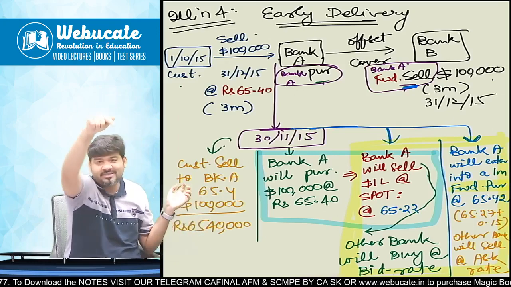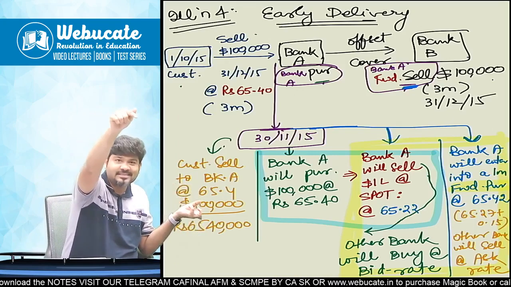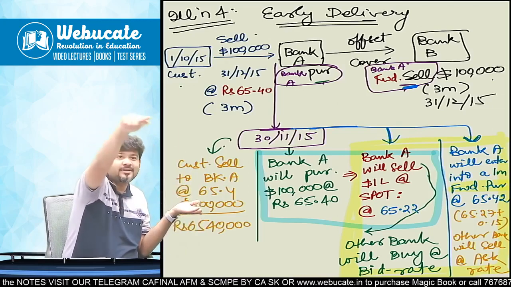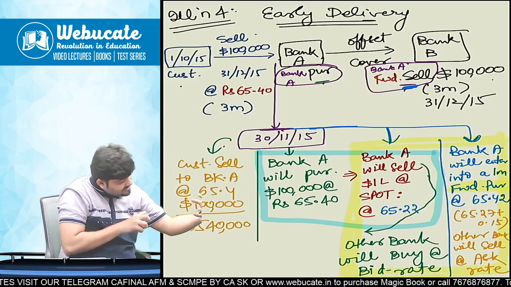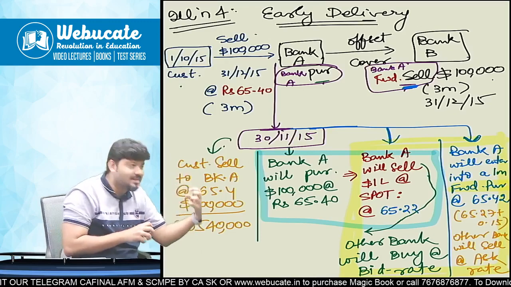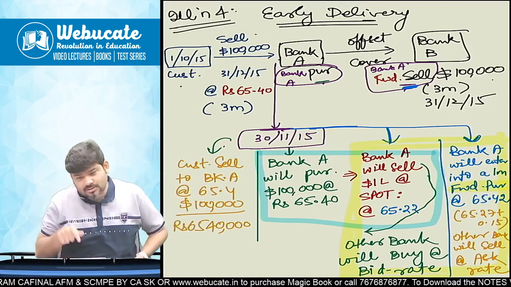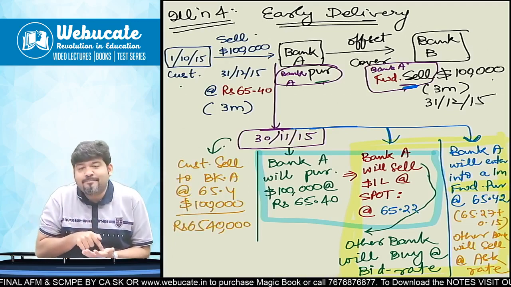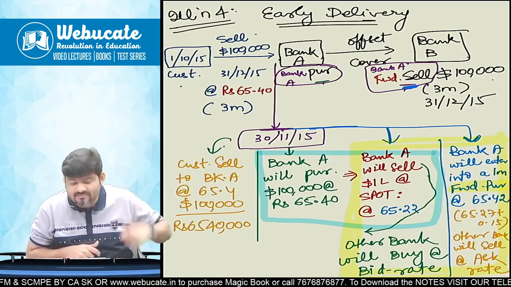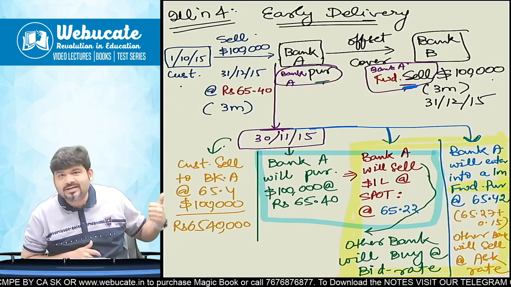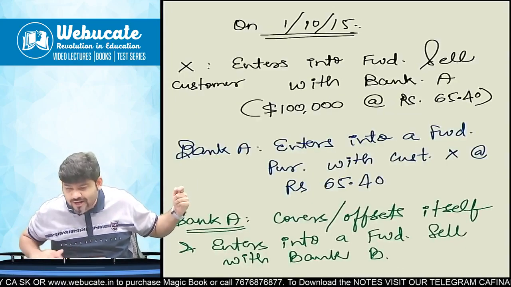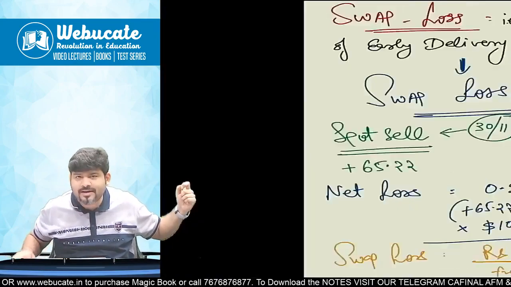We cannot leave anything open. So that other transaction is open, close that. That spot sell and that closing of that open transaction is called a swap loss. And because the outlay of funds has happened today, I have lost my opportunity cost of 18,000 into 18%. That also I will recover from my client.